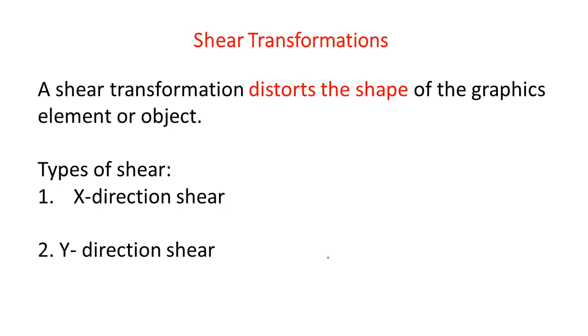Now next is shear transformation. Shear transformation distorts the shape of the graphics element or object. So basically there are two types of shear: x direction shear and y direction shear. Now we will see in detail x direction shear and y direction shear.